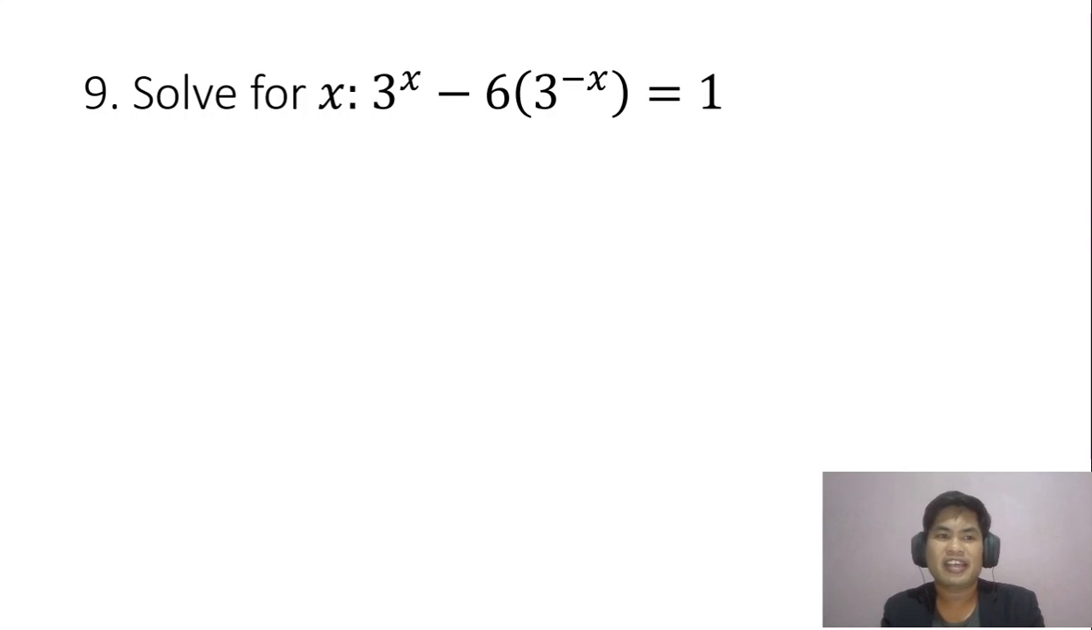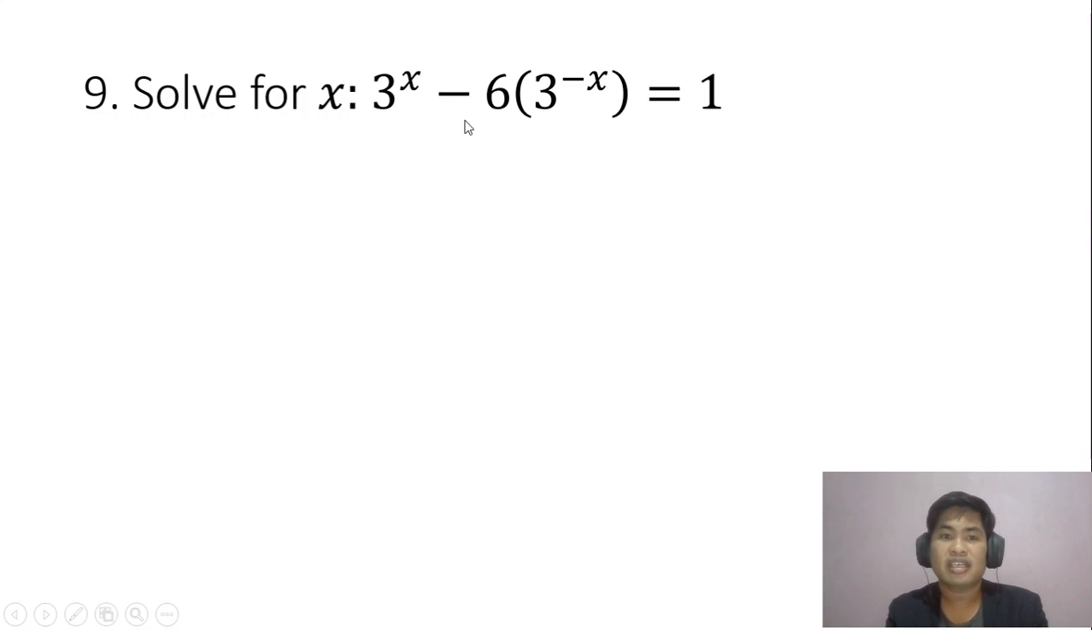Hi everyone, let's have problem number 9. Solve for x in the equation 3 to the x minus 6 times 3 to the negative x is equal to 1. So this equation is an exponential equation.